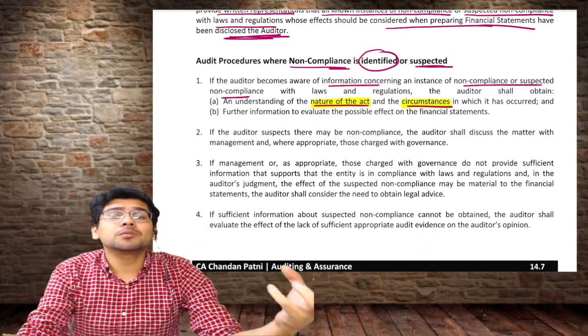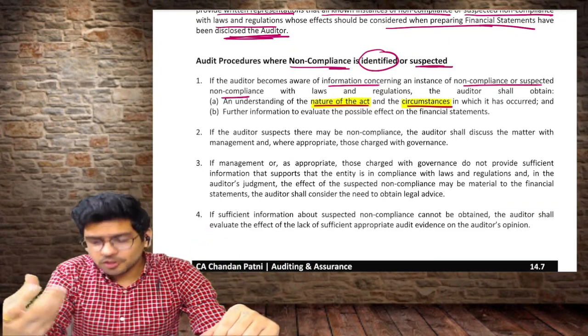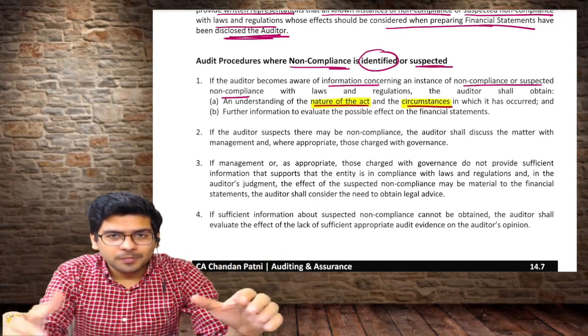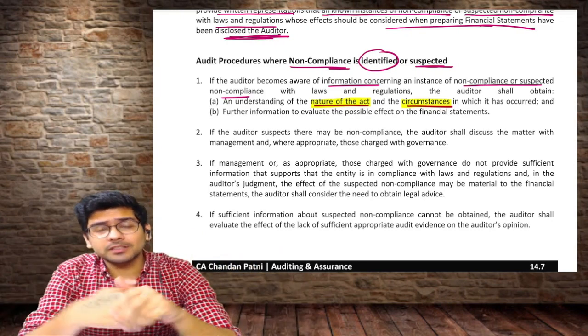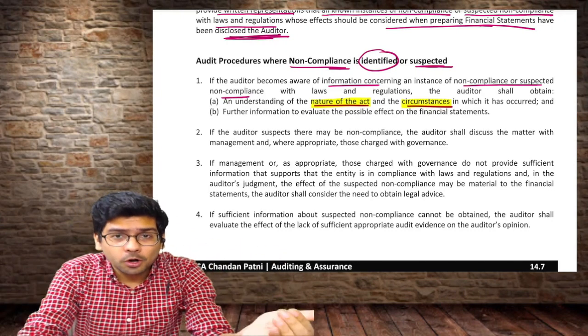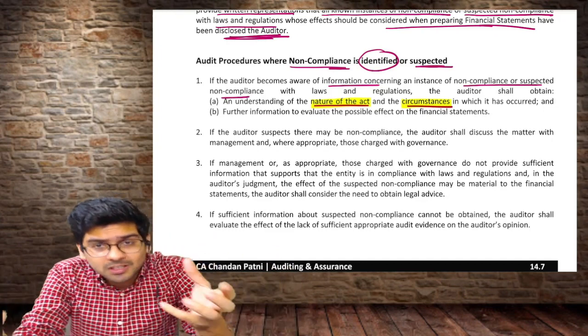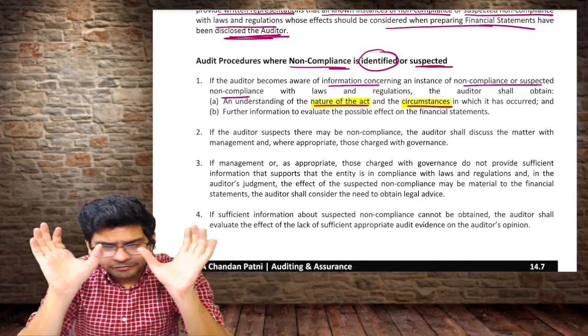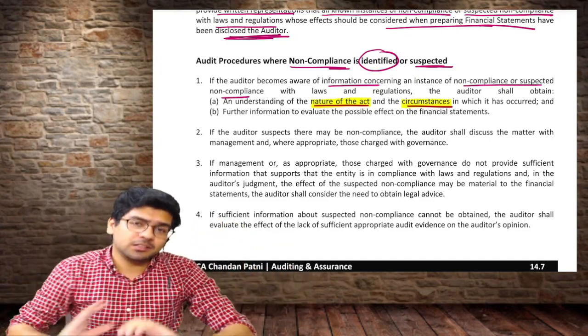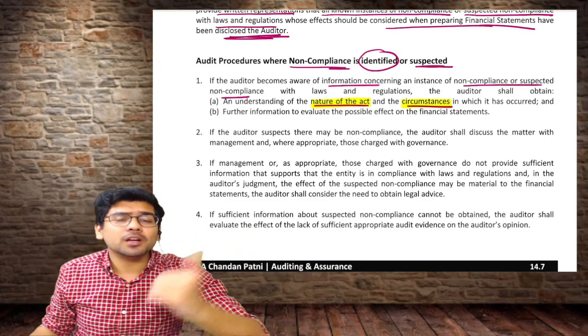If the auditor becomes aware of circumstances which indicate non-compliance or suspected non-compliance, then what shall he be doing? He shall first try to understand the nature of the act. What went wrong? What happened? What was the circumstance? And secondly, if this has happened, what is going to be the effect of the non-compliance on the financial statements? This is the second aspect he needs to be concerned about.